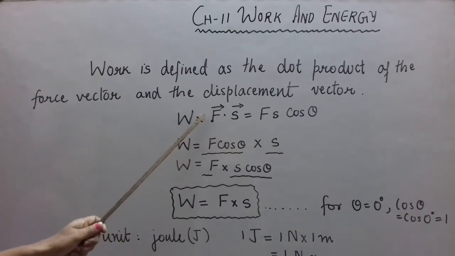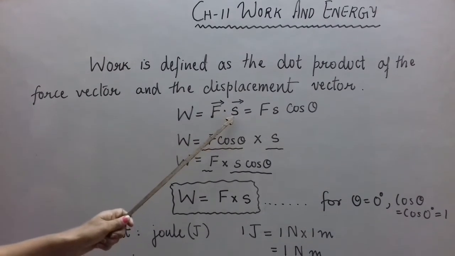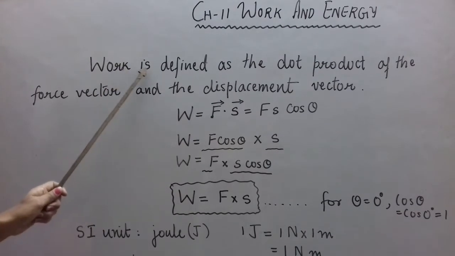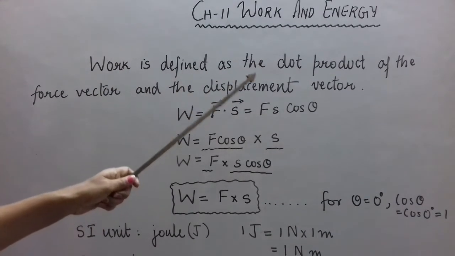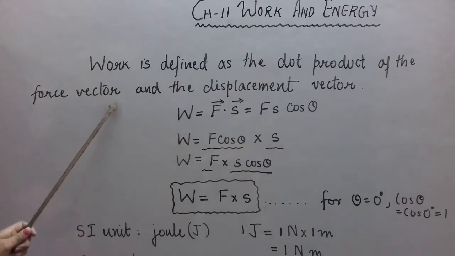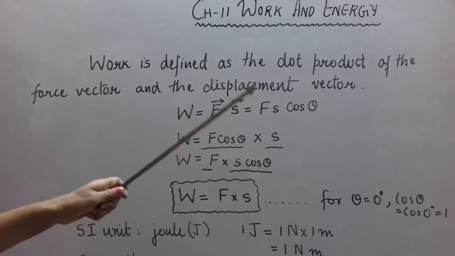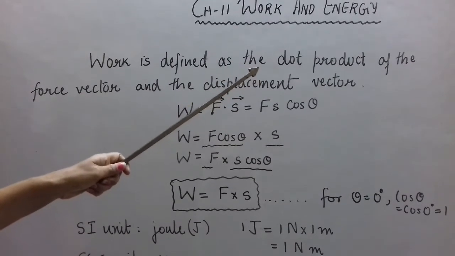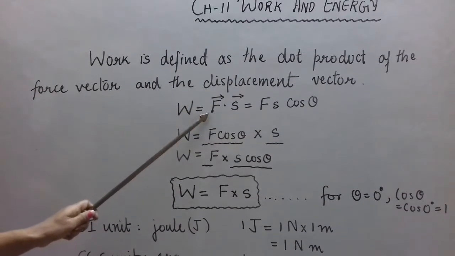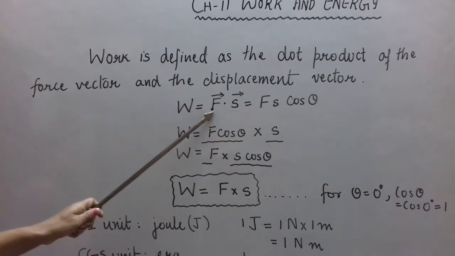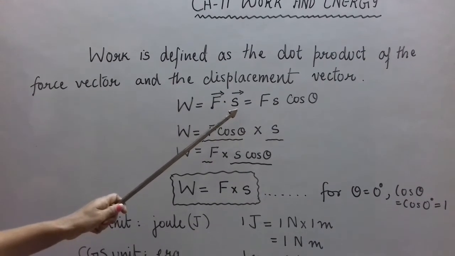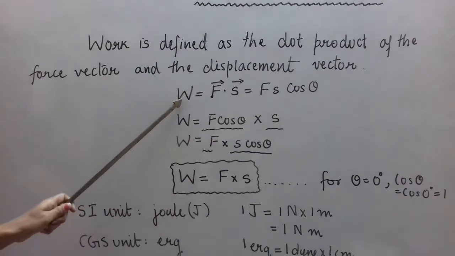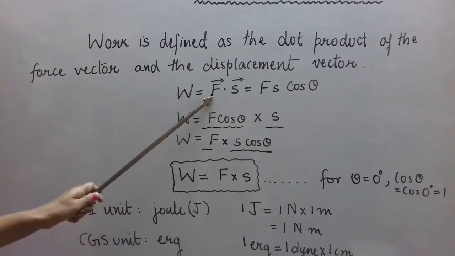Now, as you have seen in the previous video, work done can be written as the dot product of the force vector and the displacement vector. So we can define work as the dot product of the force vector and the displacement vector. You know that you can write dot or scalar product. So W is F bar dot S bar, where F bar is the force acting on a body, S bar is the displacement produced in the body, and W is the work done by this force.